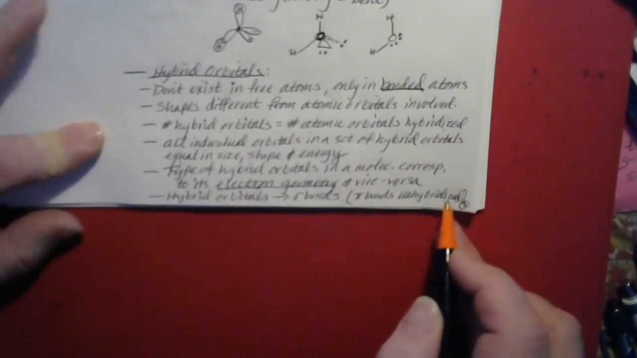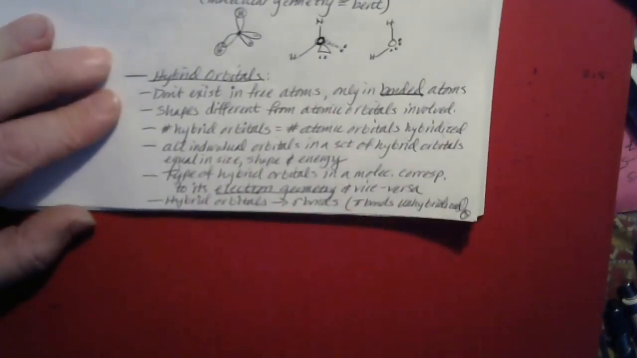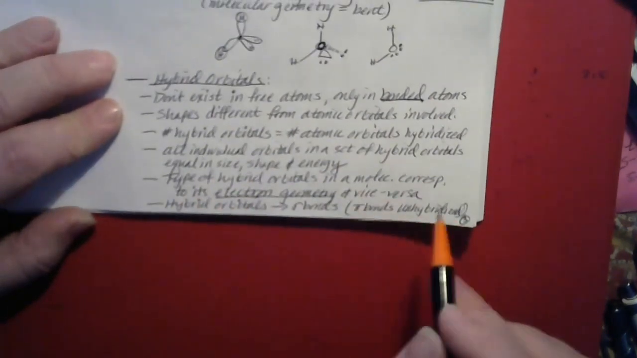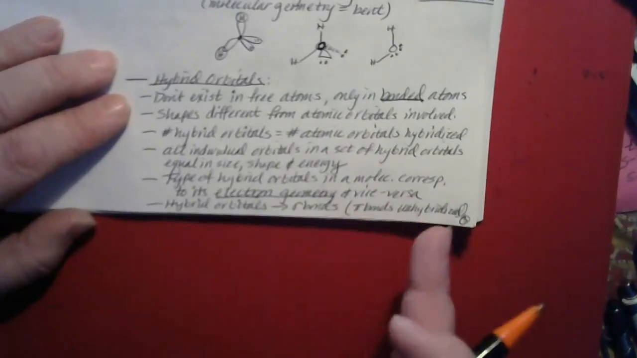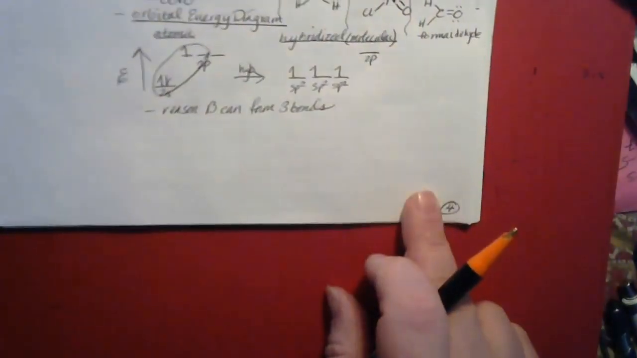Pi bonds are formed by unhybridized p orbitals. So that's something to keep in mind. If you're talking hybrid orbitals, you're talking sigma bonds. Pi bonds, which can exist in the same molecule or even between the same two atoms as hybridized orbitals forming sigma bonds, will involve only unhybridized p orbitals. Okay, so that's kind of a different thing.